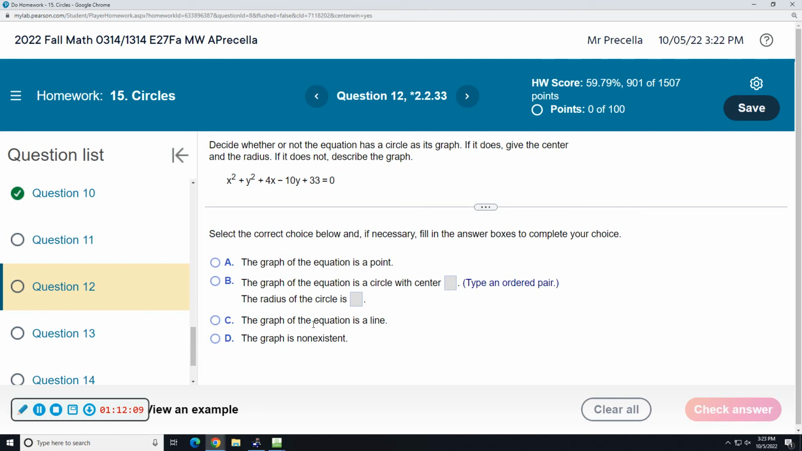But let's write it down. X squared plus Y squared plus 4X minus 10Y plus 33 is equal to 0. To decide if this is a circle, you've got to write it in center radius form. Let me make sure I didn't miscopy it. Okay, switch over to my paper.